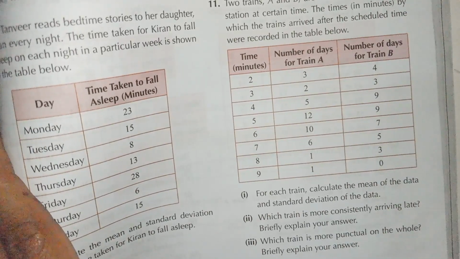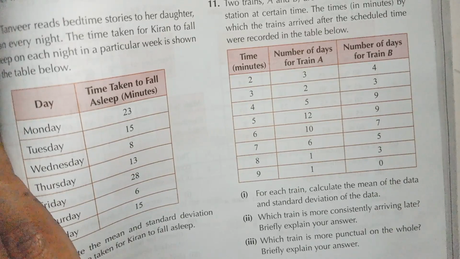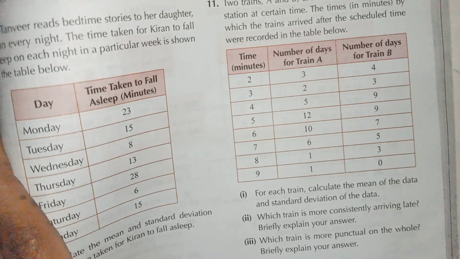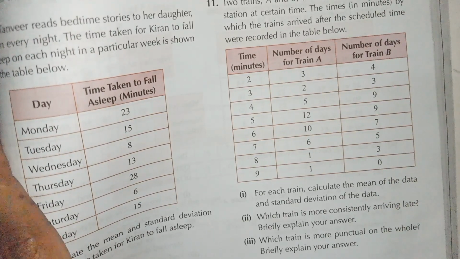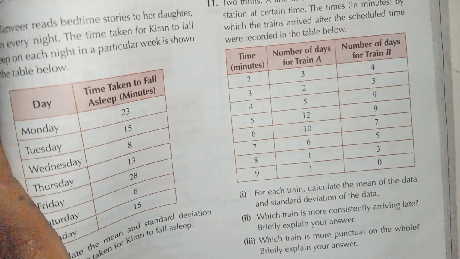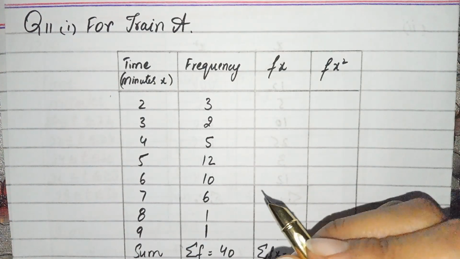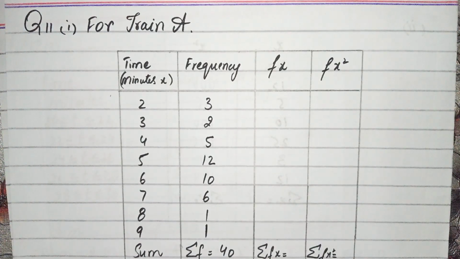First, the data provided to us is grouped data, because the minutes are given and there is also the number of trains which arrive at that time. That's why this is grouped data. To find the standard deviation and the mean, we use the formulas for grouped data. Now students, question number 11, part number 1.